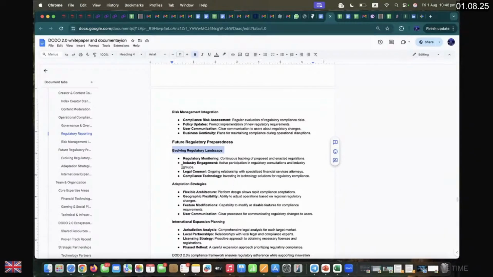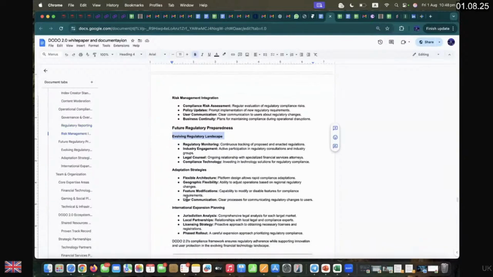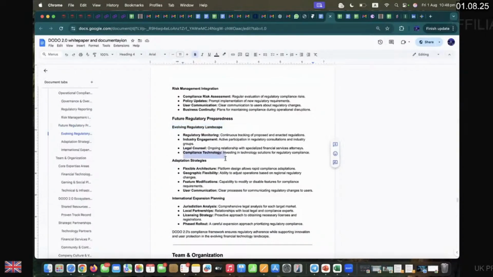Regulatory monitoring, industry engagement, and legal counsel with compliance in technology, and adaptation strategies, flexible architecture, geographical flexibility, feature modification, capability to modify or disable features for compliance. User communication, clear processes for communicating regulatory changes to users.